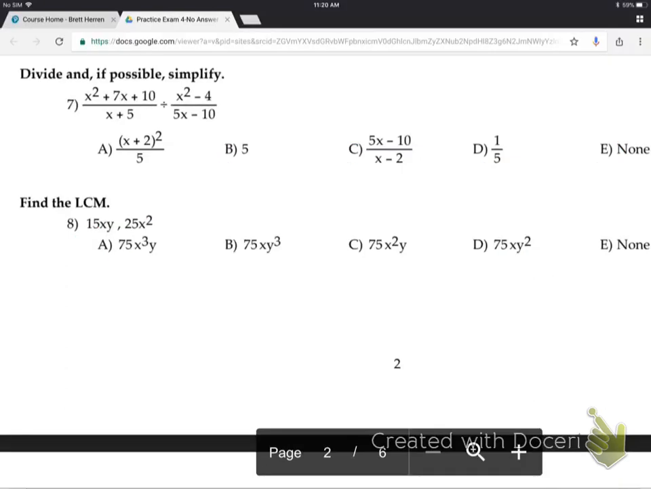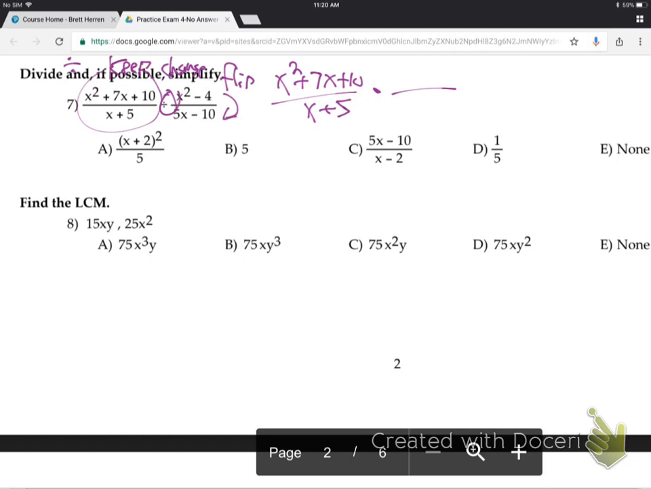All right, number 7. Now there's divide in the middle. What do we always do with divide? We flip it. Keep, change, flip. So for divide, you use the rule keep, change, flip. You keep the left side as it is, change divide to multiply, and flip the right side.